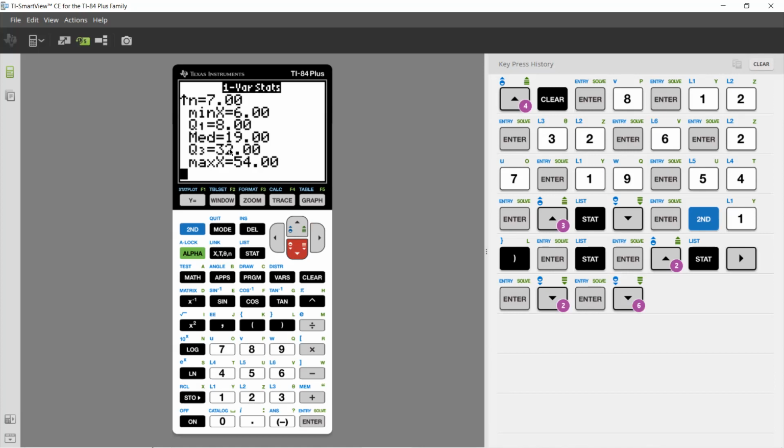Now, the only other thing about the first three is to find the IQR. And the IQR is a little formula that's always the same. The IQR is Q3 minus Q1, all the time, every day, 24/7.